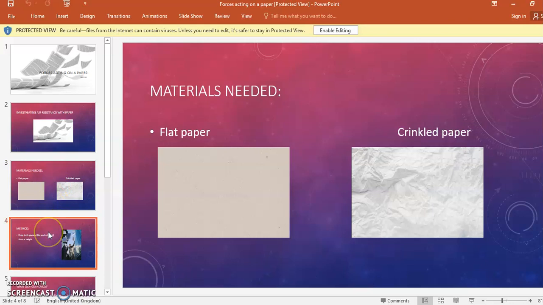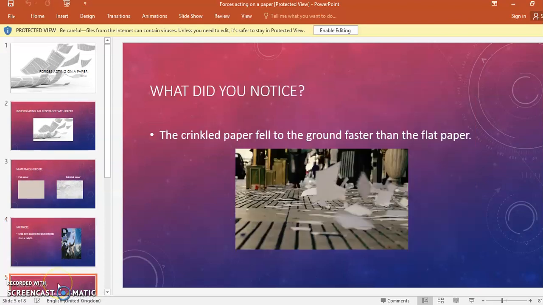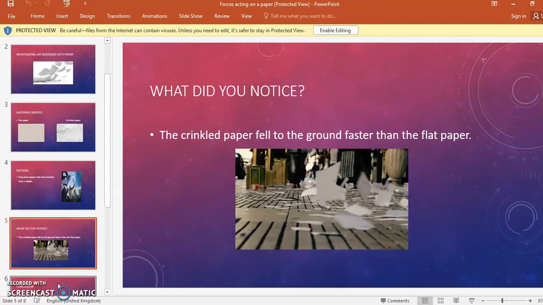Now see what you are going to do. You are going to drop both papers, flat and crinkled, from a height. Stand up and then throw it. Now see the difference. What happens? See, what did you notice? The crinkled paper fell to the ground faster than the flat paper. Faster than the flat paper.